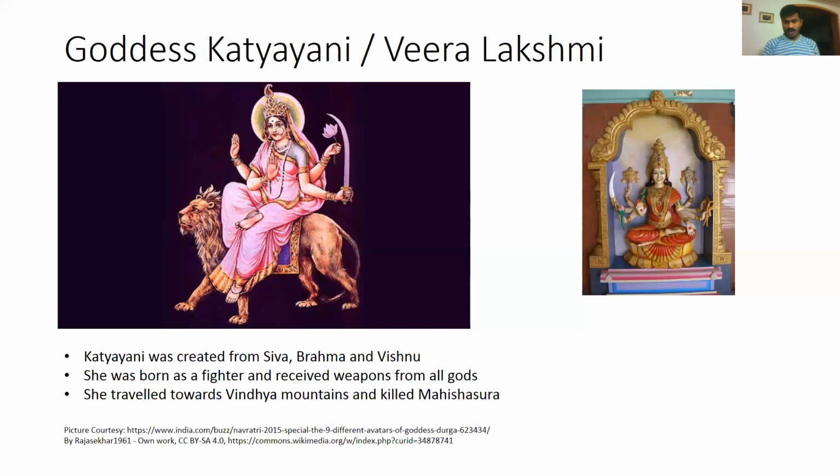So if you look at the Puranas, what they say is Katyayani was created from Shiva, Brahma, and Vishnu. So all the gods give her weapons so that she can fight against all the demons. She traveled towards the Vindhya mountains and killed Mahishasura.